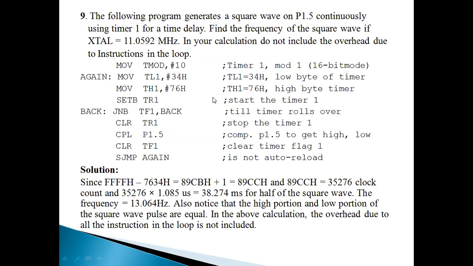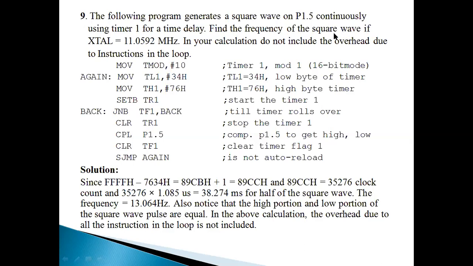Next, the following program generates a square wave on P1.5 continuously using timer 1 for time delay. Find the frequency of the square wave if xtal equals 11.0592 megahertz. In your calculation, do not include the overhead due to instructions in the loop. So we need not consider the machine cycles. Again, here we have to find out the frequency of the square wave.